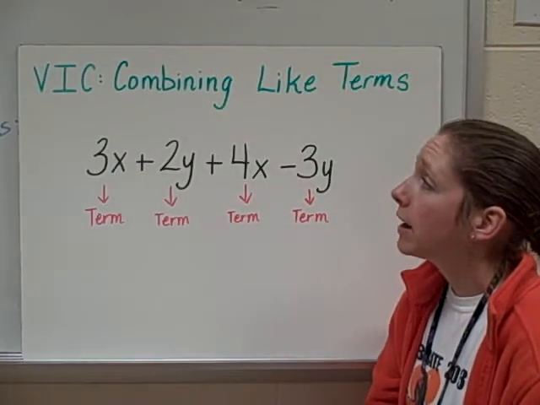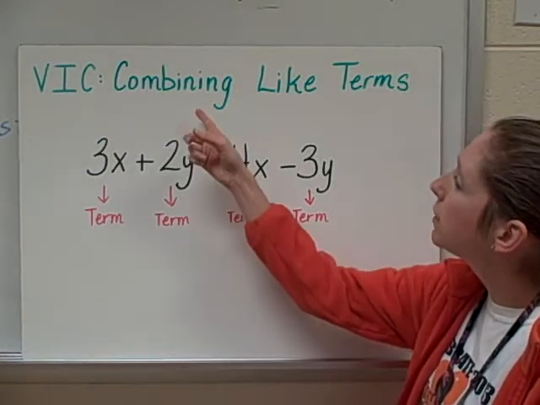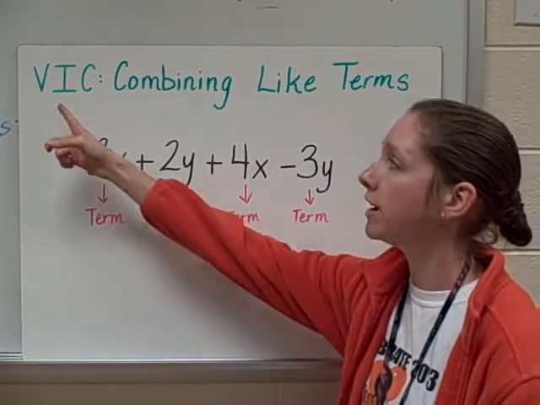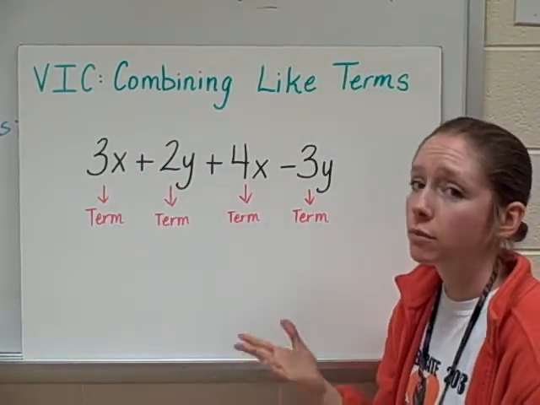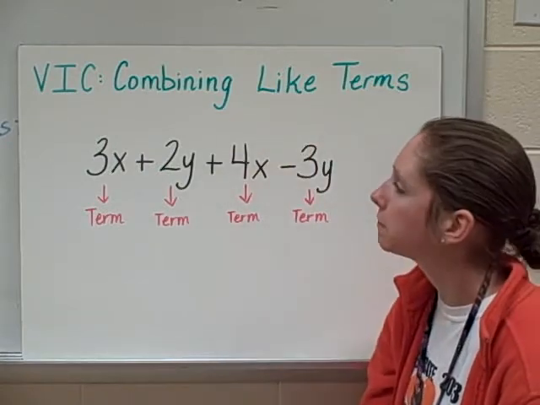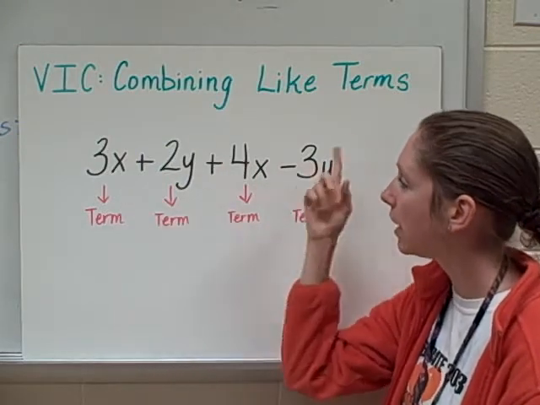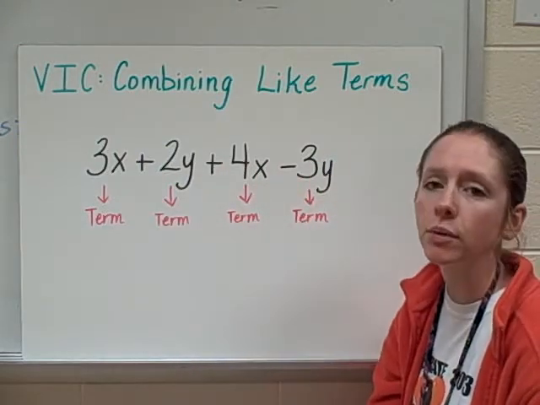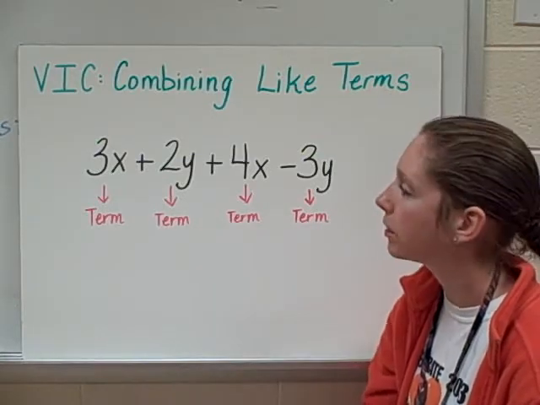Okay, now we need to talk about another vocab term, terms. Okay, so when we say combining like terms, remember VIC stands for very important concept. So combining like terms means that we're going to collect things that are like each other. So these are all examples of terms: 3x, 2y, 4x, and minus 3y. Okay, all are terms. So that's why that's in red, vocab word.